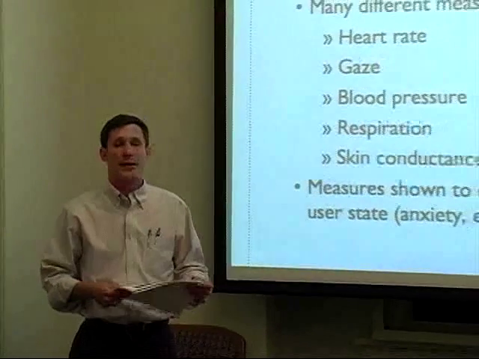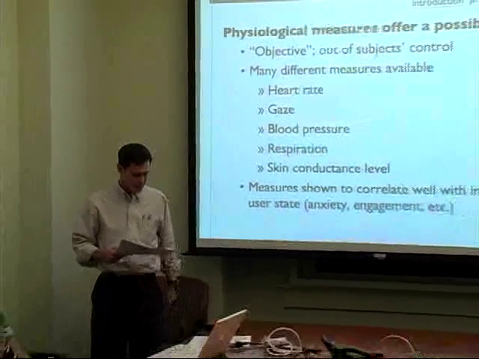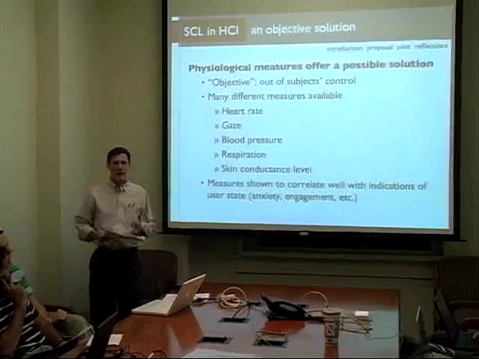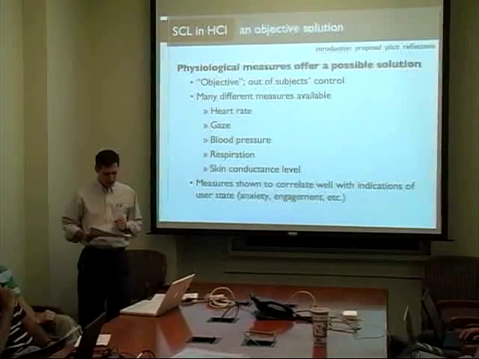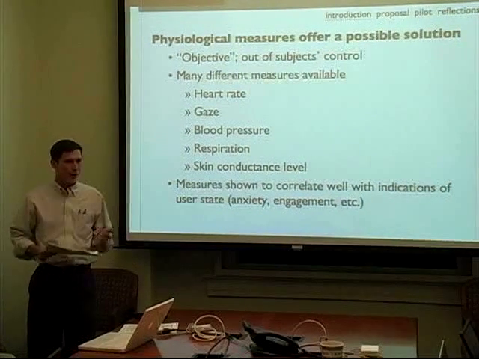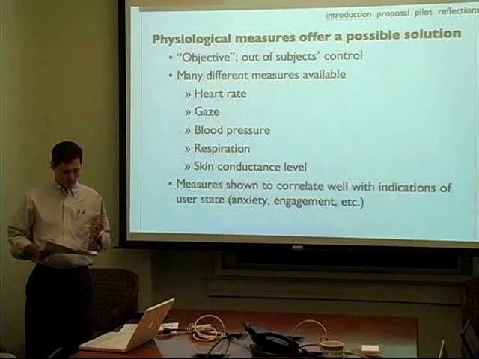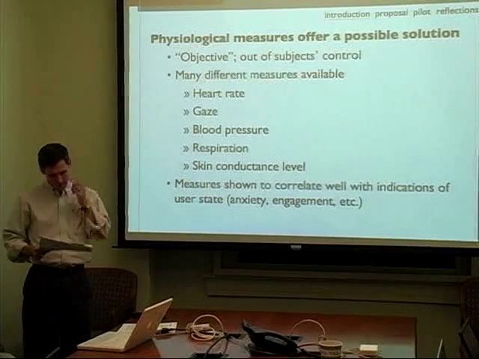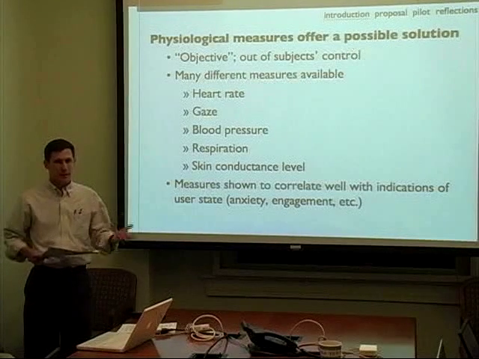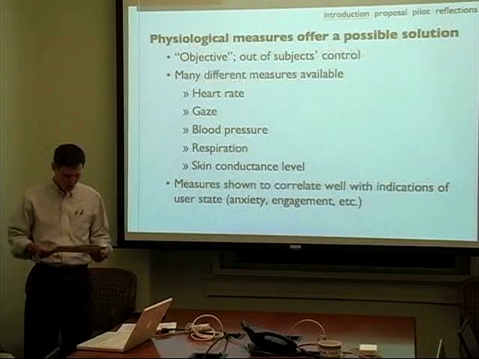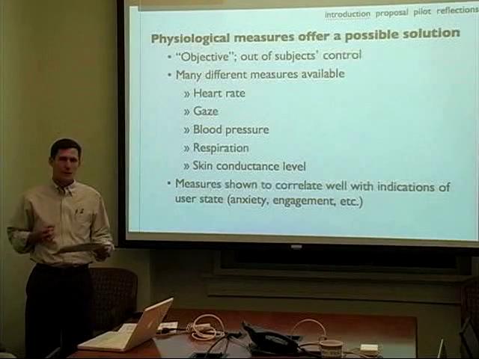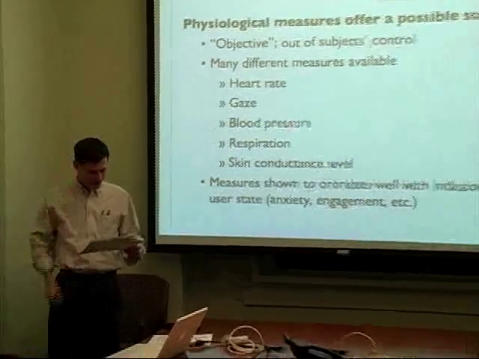We think, and many people in the HCI field do believe, that physiological measures offer a possible solution to this problem. They are objective, that is, they're out of the subject's control, and there are many different measures available that have been useful in the field, including heart rate, gaze, blood pressure, respiration, and skin conductance level. These measures have been shown over, frankly, 100 years, in different ways, to understand user state, and they've been shown to correlate well with anxiety and engagement and such.